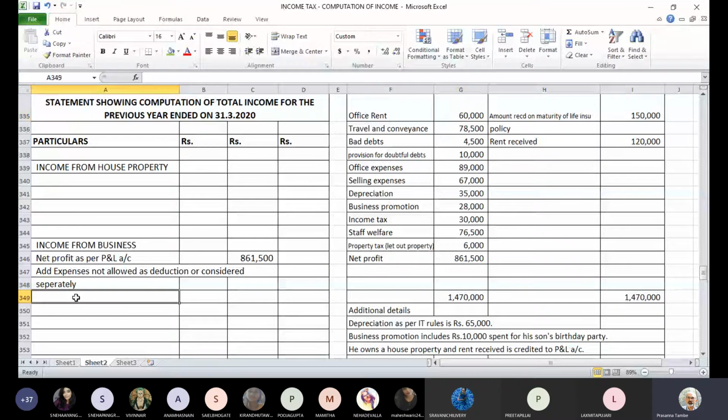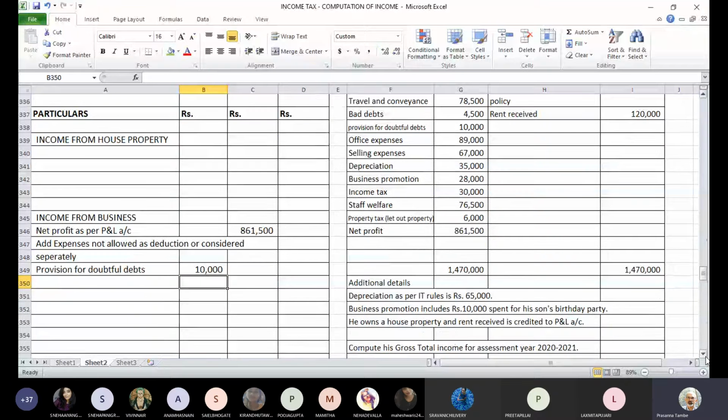So add first item, provision for doubtful debts. First column 10,000. We are adding back 10,000 rupees because this is not a business expenditure. This is not an amount which can be allowed as deduction. Next is office expenses and selling expenses. Again, we don't have additional information for these two heads. So it is a common business expenditure and we should allow that as a deduction.